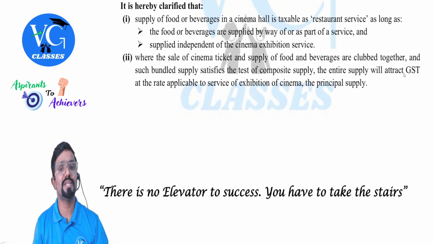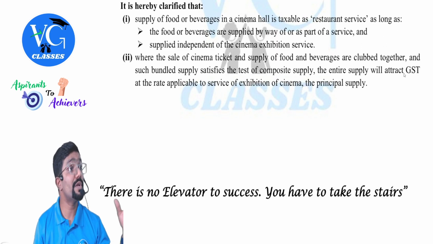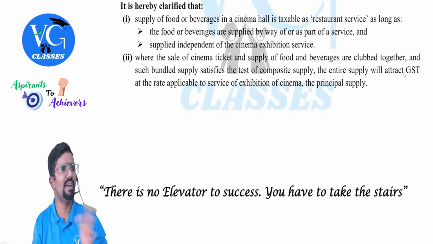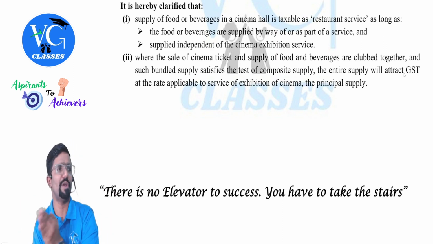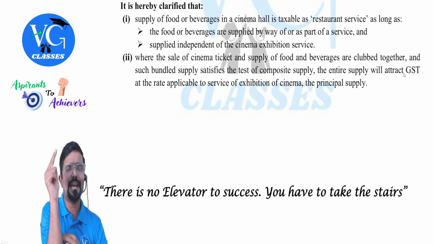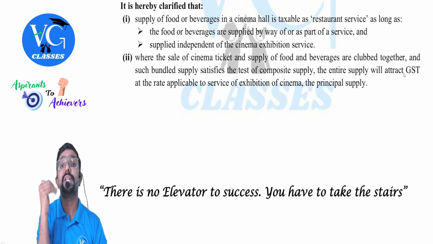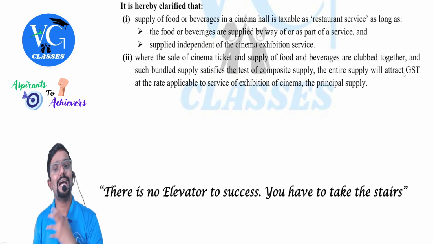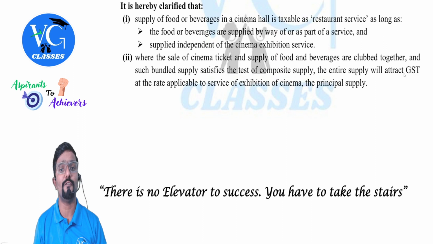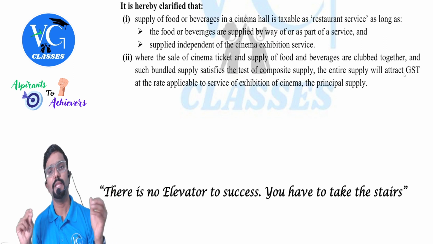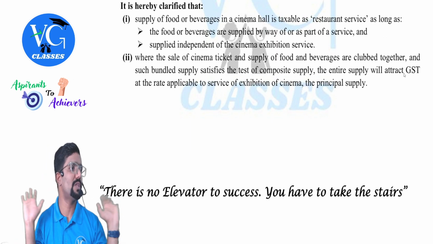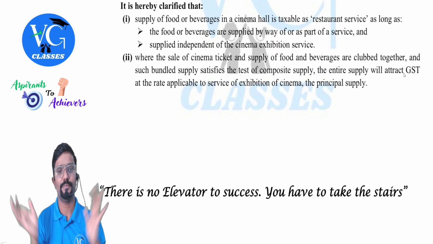Supply of food or beverages in a cinema hall is taxable as what? Restaurant service. Sir, is it actually a restaurant? No, it is a theater, but a part of it is kept as a shop or restaurant. So whatever you buy there, the food, snacks and beverages, falls under restaurant service, as long as the food or beverages are supplied as a service independent of the cinema exhibition service. Ticketing is separate for the film, whereas the restaurant is separate. In that case, we apply the respective rates for both independently.